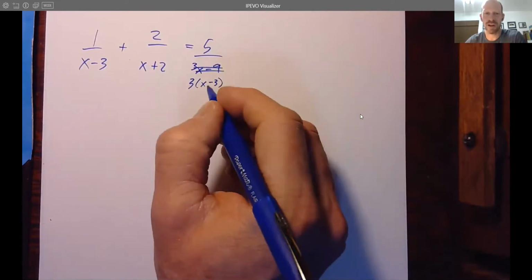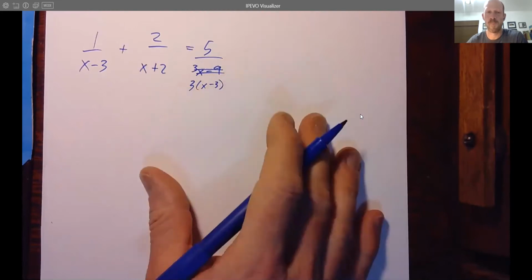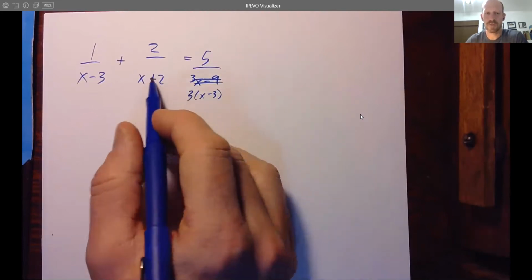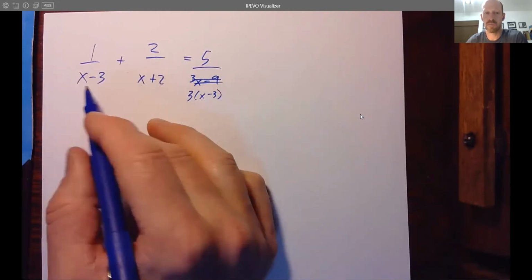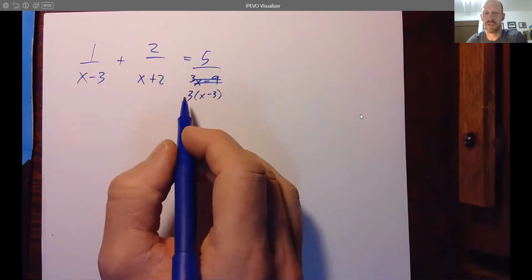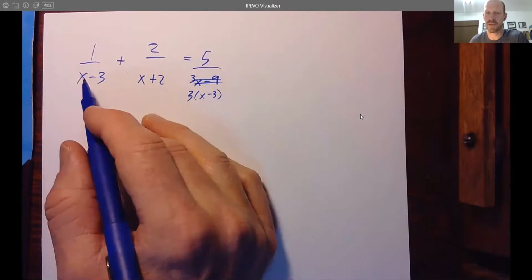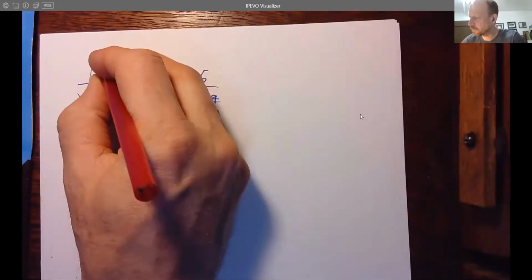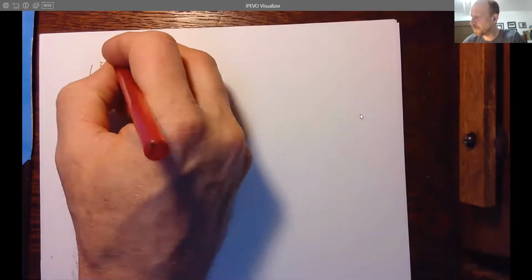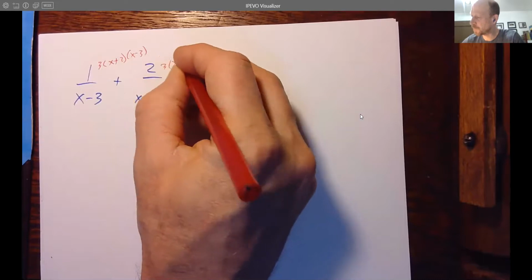Right. So if I factor out the 3x minus 9. Right. So now I can see what's common to all three of those denominators. There needs to be a 3, an x plus 2, and an x minus 3. So what I like to do is just multiply each piece by that same thing.